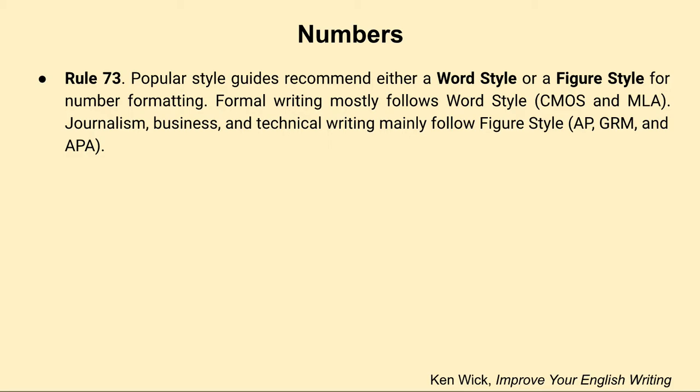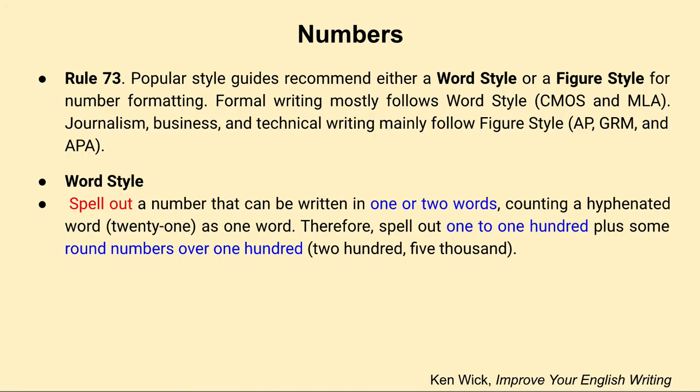So let's discuss what word and figure style are. First, let's discuss word style. Word style is basically you spell out a number that can be written in one or two words, counting a hyphenated word like 21 as one word. Therefore, you would spell out the numbers 1 to 100 plus some round numbers above 100, like 200, 5,000, things like that. So you spell out words that can be said or written out in one or two words.